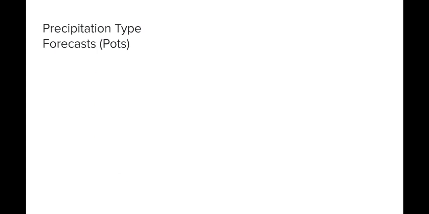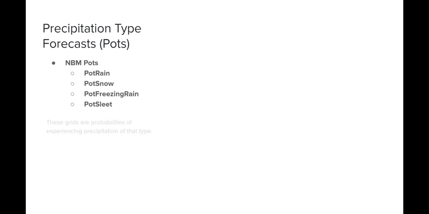Let's get started. The precipitation type forecasts from the NBM are called POT grids. There's one for each type: POT rain, POT snow, POT freezing rain, and POT sleet. The values of these grids are actual probabilities of experiencing precipitation of that type. Note that doesn't necessarily mean getting measurable precipitation of that type. It just means that the model is directly outputting that precip type.